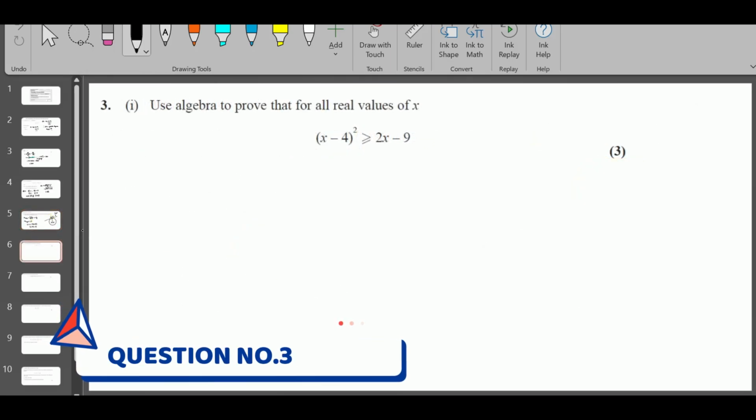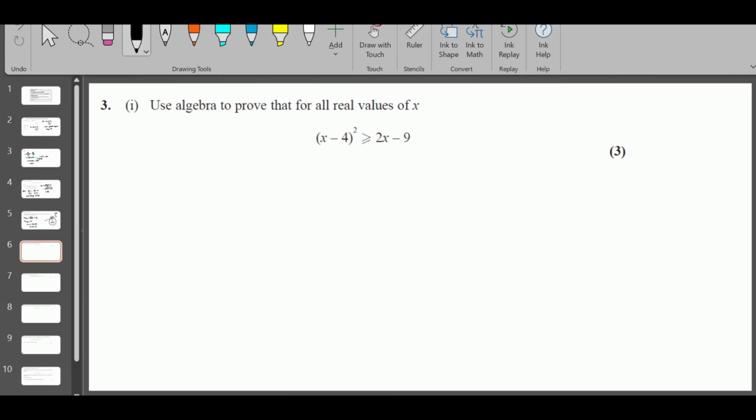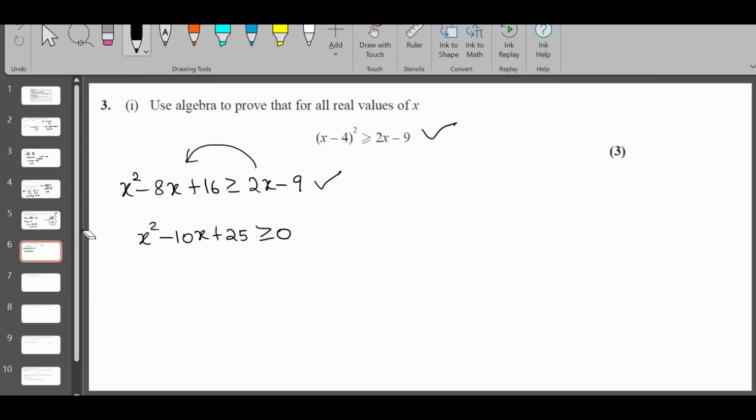Question 3. Use algebra to prove that for all real values of x, this inequality is satisfied. So I'm going to expand this. It's going to be x squared minus 8x plus 16 is greater than or equal to 2x minus 9. Proving this is the same as proving this, right? I'm going to push everything to this side. I'm going to get x squared minus 10x plus 25 is greater than or equal to 0.